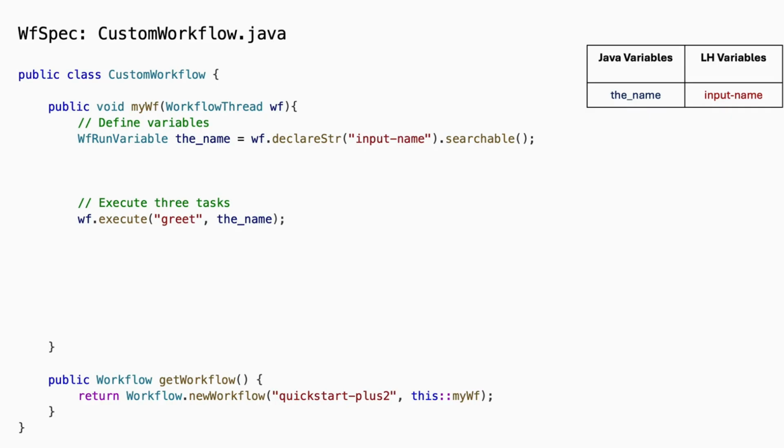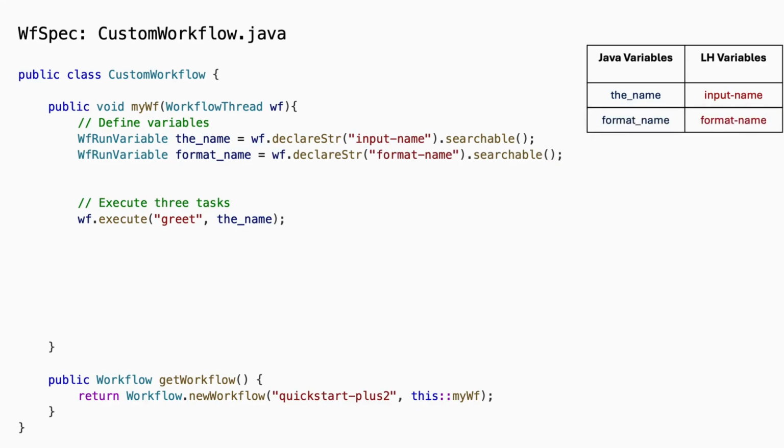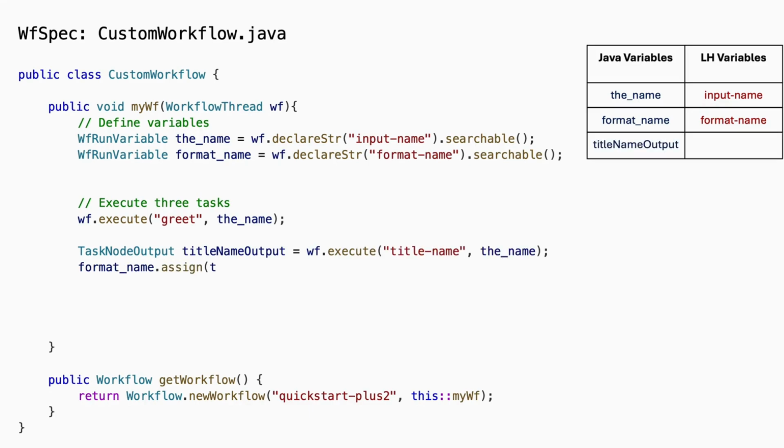We also define a variable and save the output from a task. So I'm defining a LittleHorse variable, format name, to store the output from the second task. Make it searchable. I'm also adding a Java variable, format name. I'm going to execute the second task, title name, and assign the output to a Java variable, and then use it to update the format name. Both variables here are Java variables, and by updating this format name, we're updating the LittleHorse variable format name as well. We could run the task winNum, window number, and pass this format name variable as an argument.